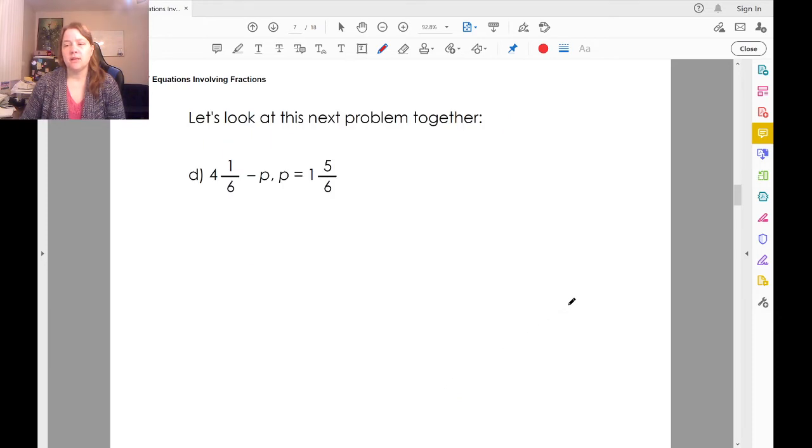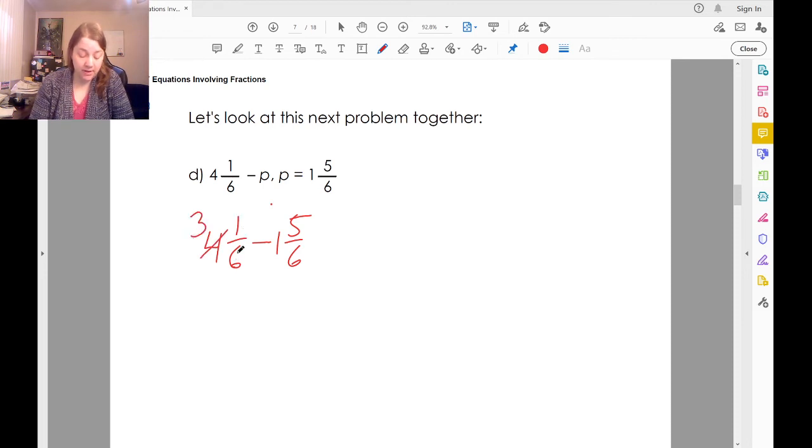So let's go ahead and look at this problem. We have 4 1/6 minus p, when p is 1 5/6. So 4 1/6 minus not p, but 1 5/6. Remember that I can't subtract 1 minus 5, so I'm going to have to borrow from that 4. So the 4 becomes a 3, and I'm going to add the denominator into the top. So now I have 3 7/6, which is improper, but it allows me to subtract 7/6 minus 5/6.